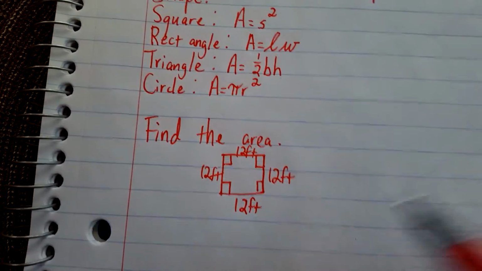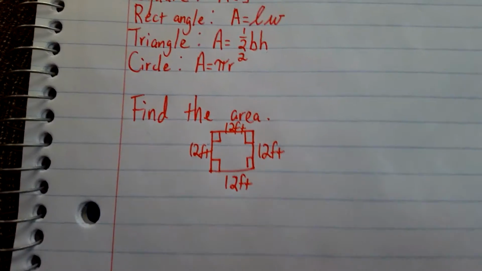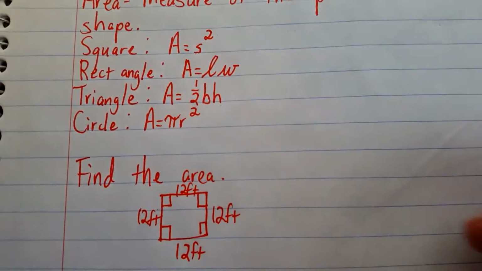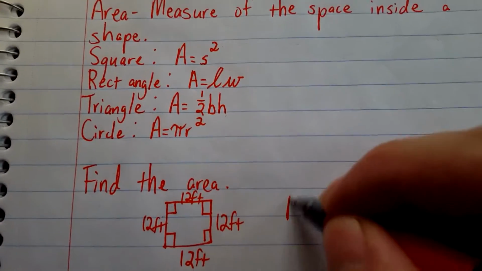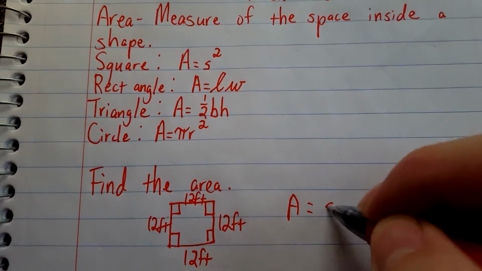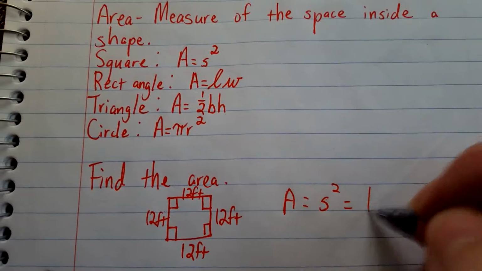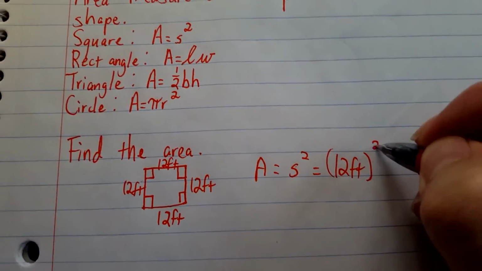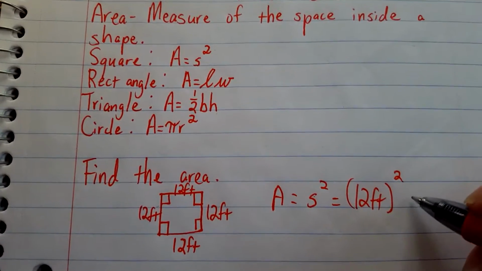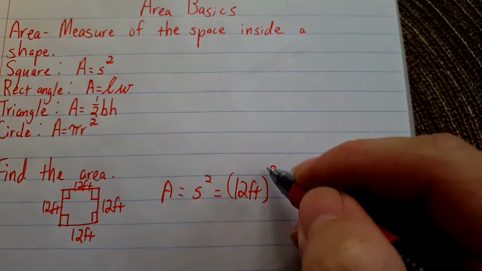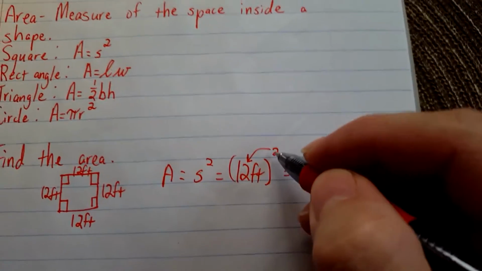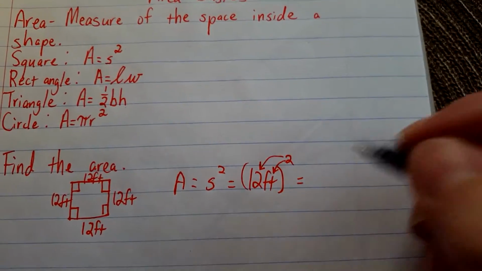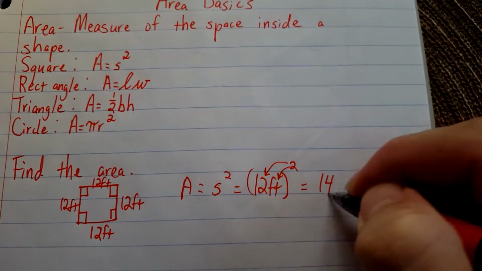And then all I have to do, I don't even really have to label these, I just did that to show you. All I have to do is apply this formula where I pick any side. Since they're all 12, it doesn't matter. Area is side squared, which is 12 feet squared. Now when I square this, the 12 gets it, but look at this, the units of feet also get it. So don't forget to do that.